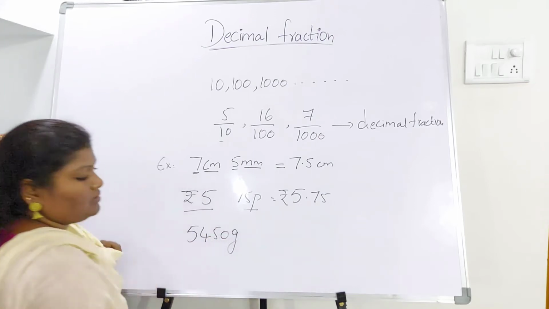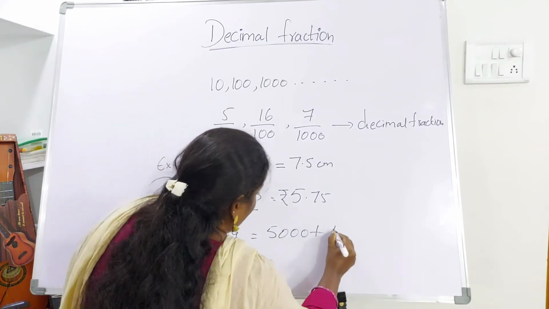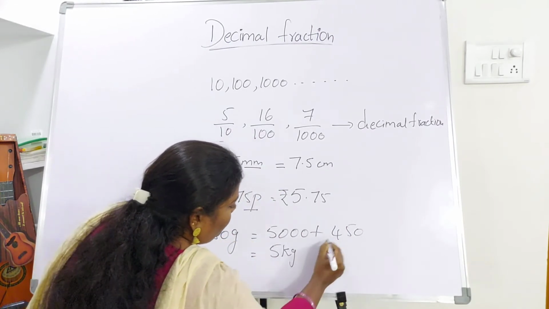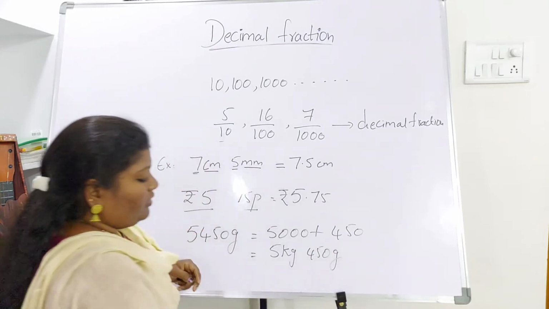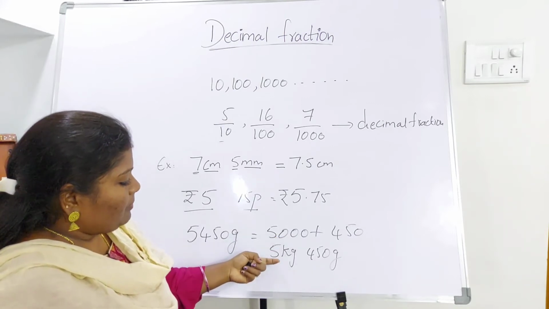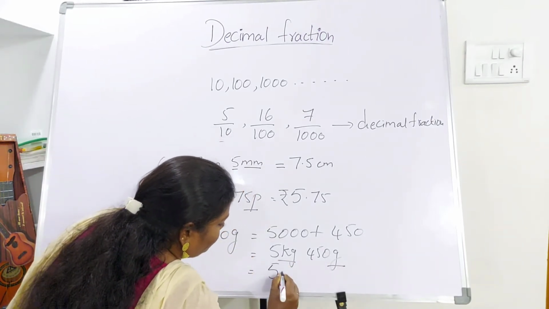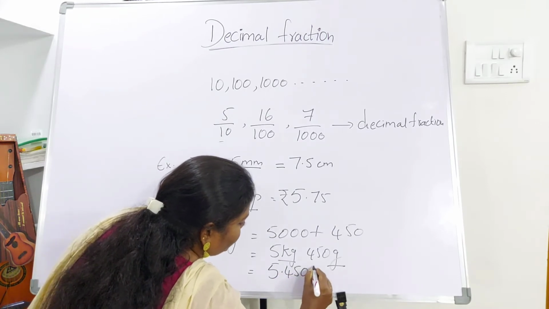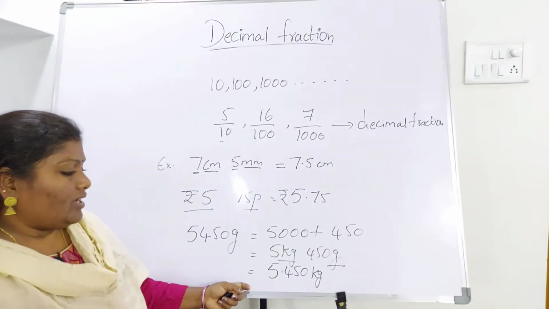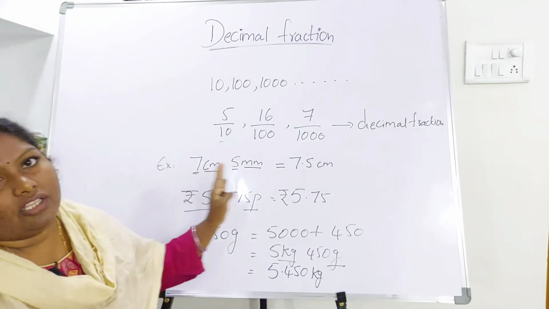Yes, in the same way you can even take 5450 grams. This is nothing but 5000 plus 450 grams. Now 5000 is nothing but 5 kg and 450 grams, since you know that 1 kg is equal to 1000 grams. This is a higher quantity, this is a lower quantity. I am taking the help of a decimal point to separate them and write it as 5.450 kg. So hope you have understood the purpose of using a decimal point. The decimal point separates the higher quantity and the lower quantity.